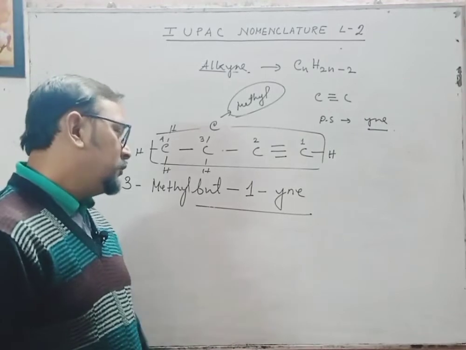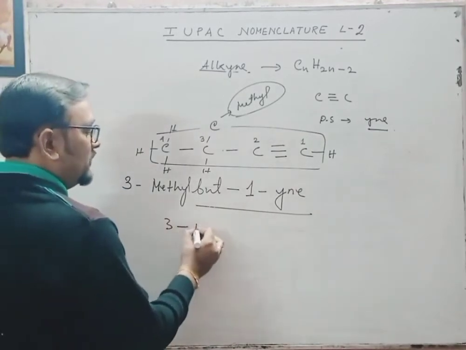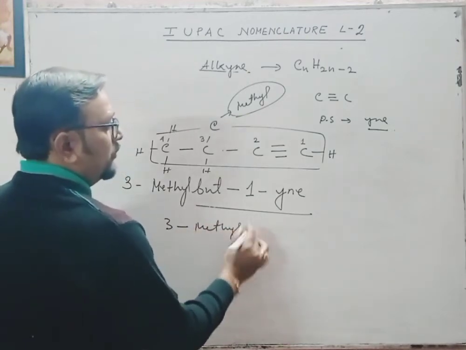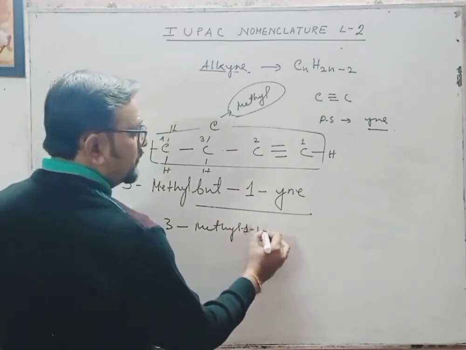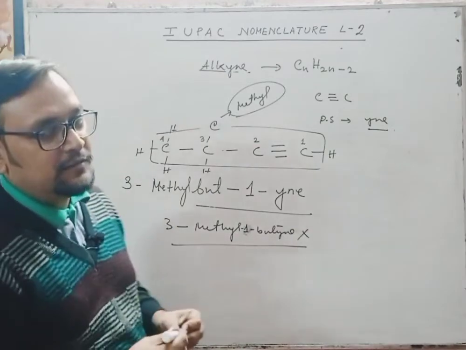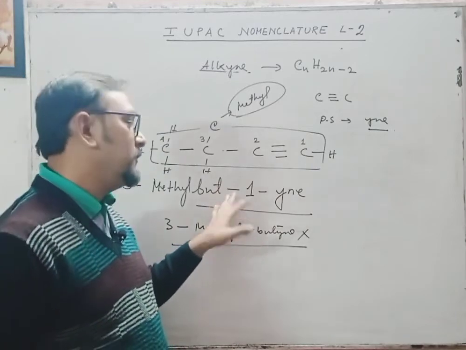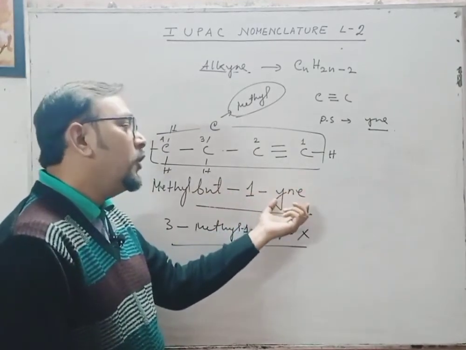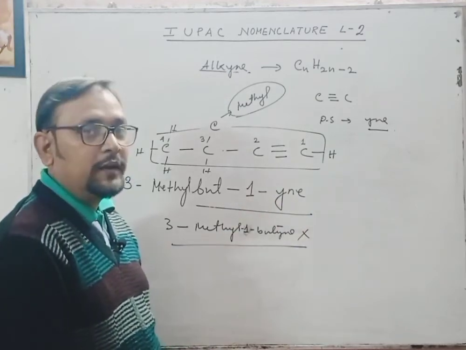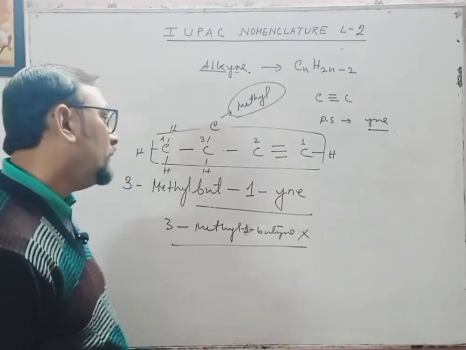Few students follow the old pattern. They write like this: 3-methyl but, or 1-butyne. Please do not write like this. It is considered wrong. Nowadays this method is not followed. So please follow this: first mention the word root, then before the suffix you mention the position. The locant should come immediately before the suffix. Clear all of you? Okay.